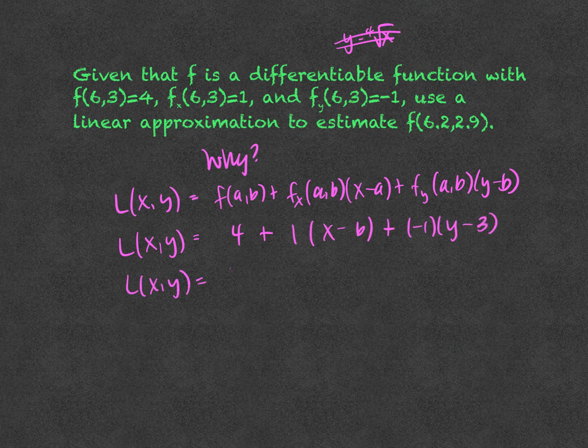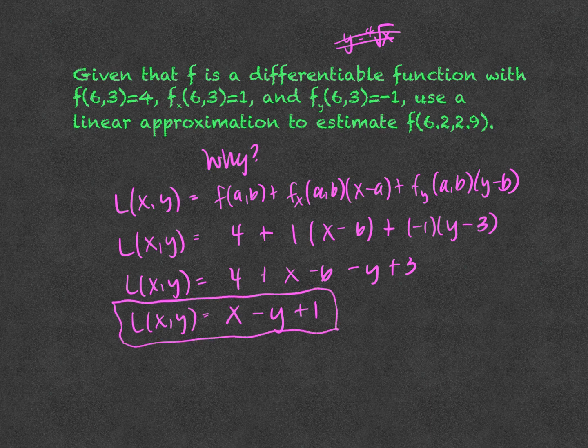So you could probably skip this step. I'm going to go ahead and distribute because I have minus y plus 3. I don't lose negatives if I'm careful. So x minus y, and 4 minus 6 is negative 2, plus 3 is plus 1. So our linearization of the function at that point is this value.